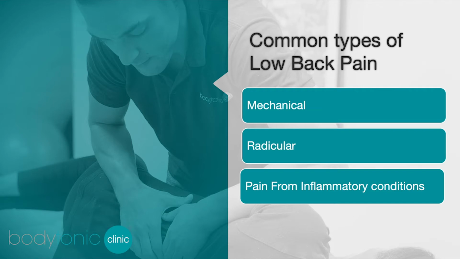Other categories for low back pain are pain from inflammatory conditions, such as ankylosing spondylitis and rheumatoid arthritis. With these types of conditions, pain is usually worst when at rest and is generally relieved by activity. It is a chronic type pain that is accompanied with morning stiffness lasting for more than 1 hour. It is normally relieved by non-steroidal anti-inflammatory medications such as ibuprofen or naproxen.